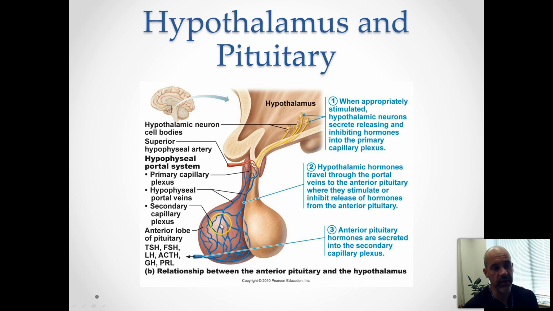The anterior pituitary consists of glandular epithelial tissue. You got a whole bunch of cells in here that make a number of different hormones that you see listed over here. Those are going to be covered on the physiology side.